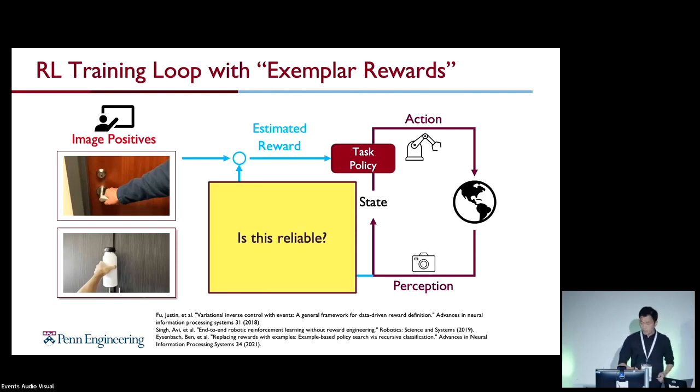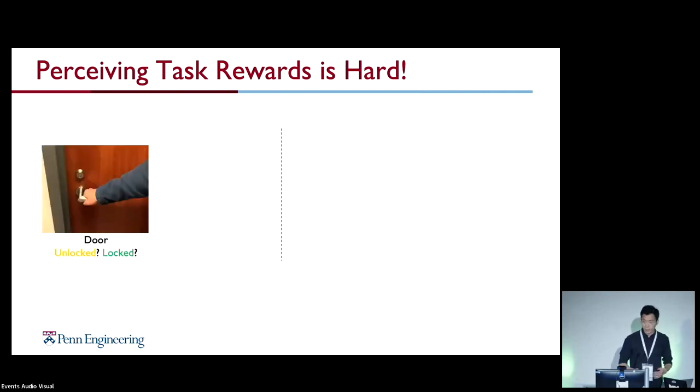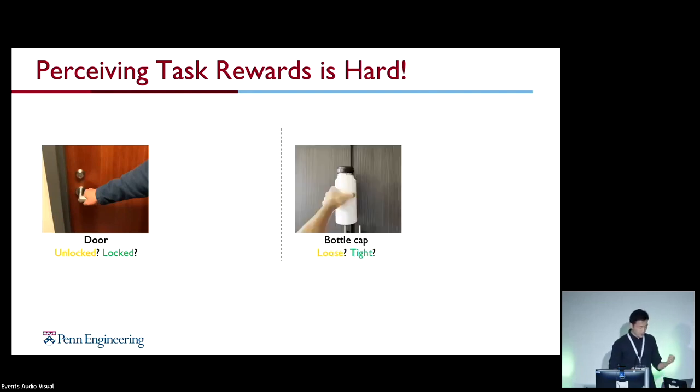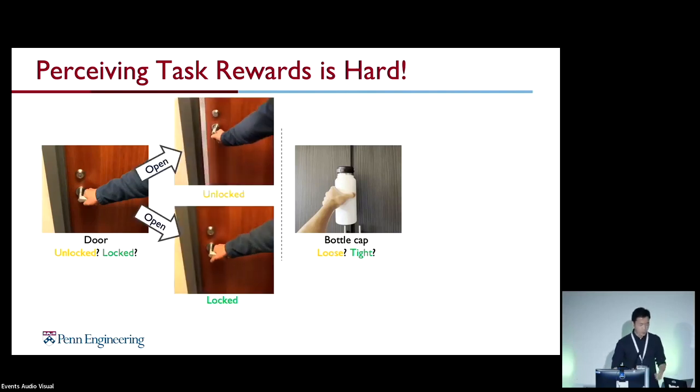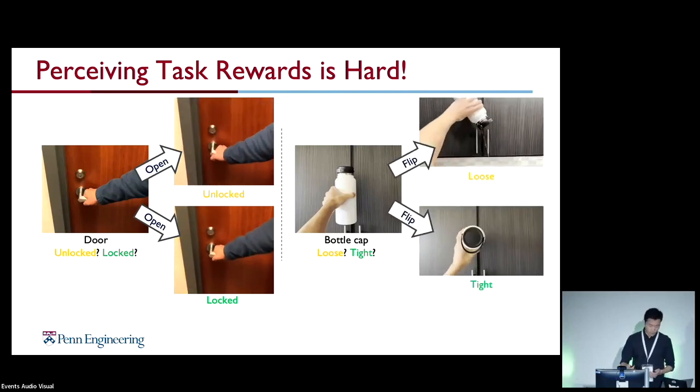But is it always possible to reliably perceive this reward? The answer is no. Perceiving task reward is actually very hard in some cases. For example, in the door locking task we just talked about, locked and unlocked doors look the same. Or in the water bottle closing task, a tight and loose bottle cap are visually very similar to each other. In these partially observed settings, perceiving the task reward from passive visual observations is not possible. Instead, a human might try to open the door to check if it's locked, or turn the water bottle upside down to confirm that it does not leak.